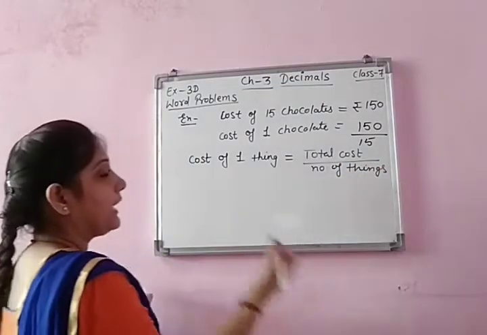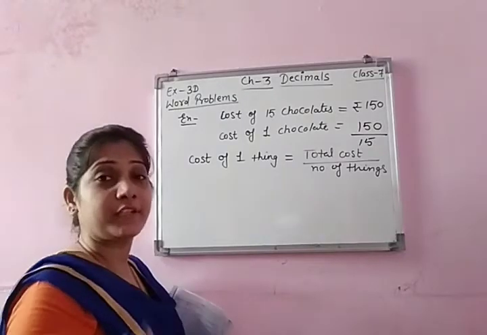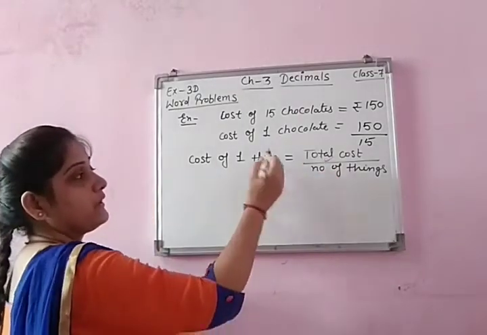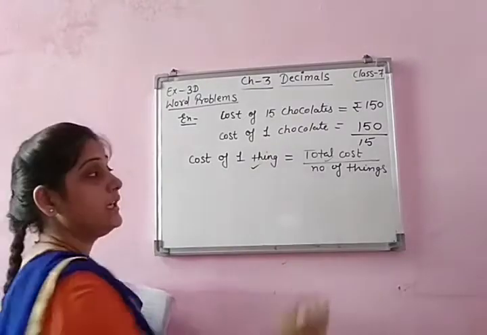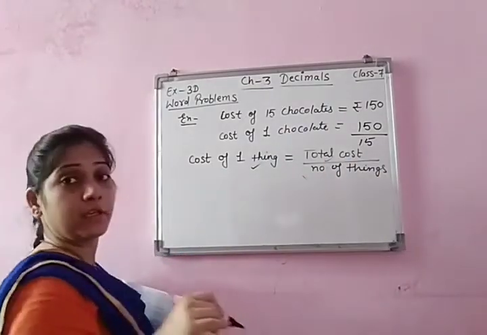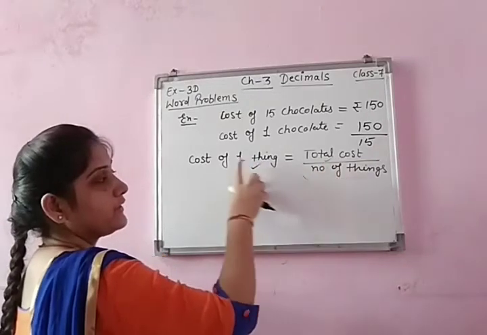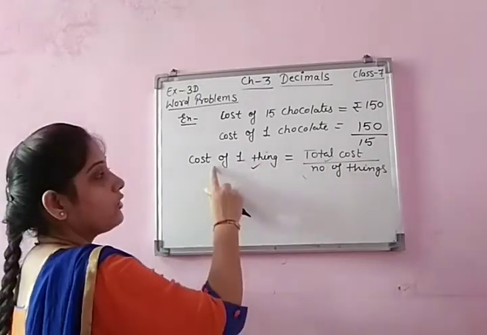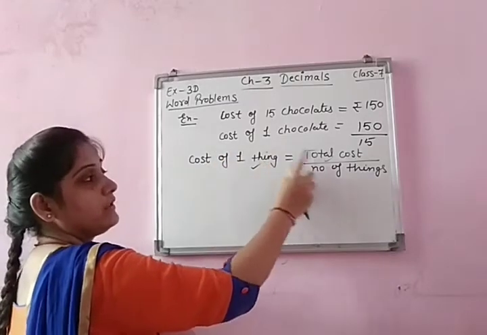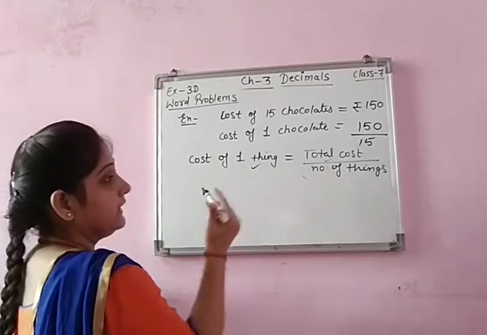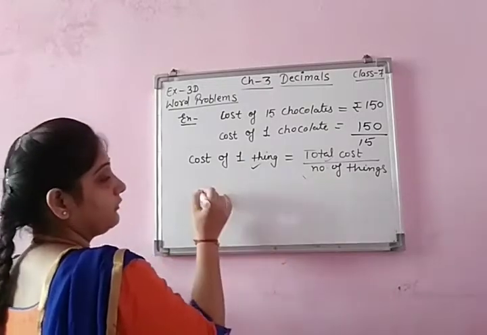Okay. On the other hand, sometimes the question is reverse, in which the total cost is given and the cost of one thing is given and you need to find the number of things. There are three things: total cost, number of things and cost of one thing. So if you want to find the cost of one, you have to divide the total cost by the number of things.